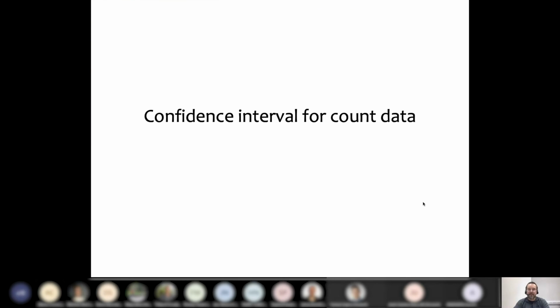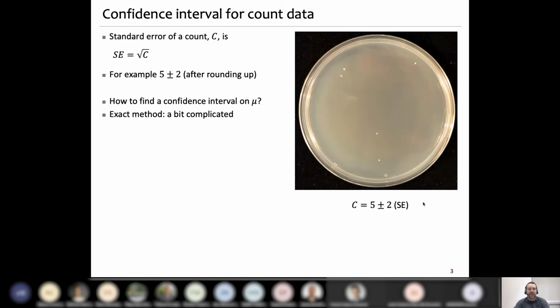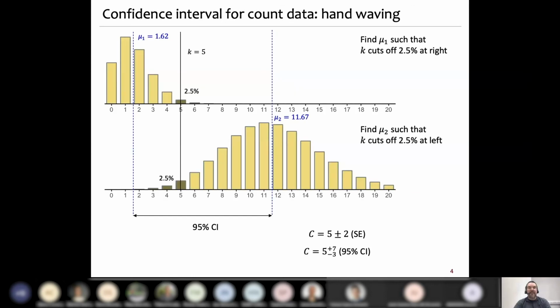Next topic would be confidence interval for count data. I already introduced the standard error of the count, C, which is the square root of this number. But what is the confidence interval of the population mean? Well, the exact method here is a bit complicated, so I'm trying to explain it in a sort of hand-wavy way. Just the concept, how this is calculated, without going into any mathematical details.